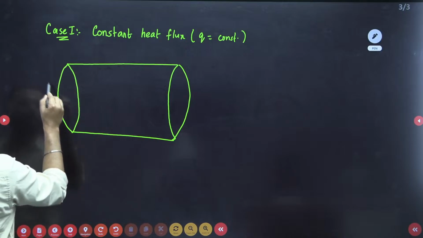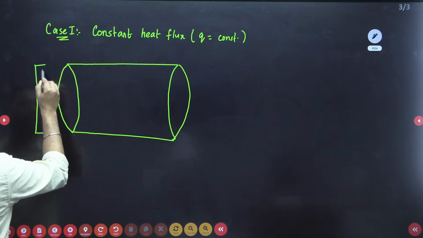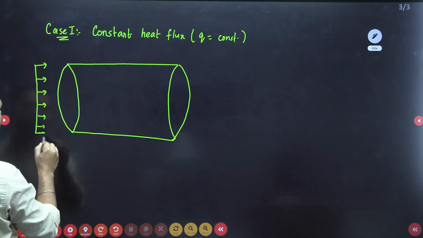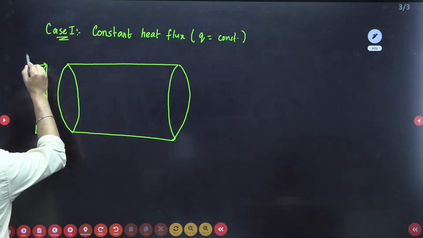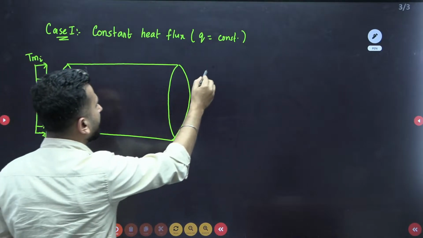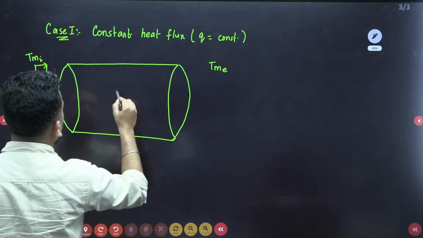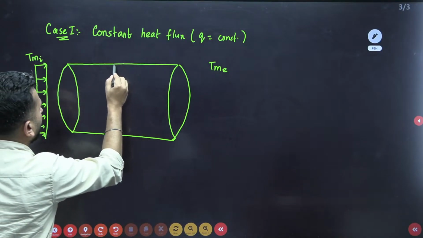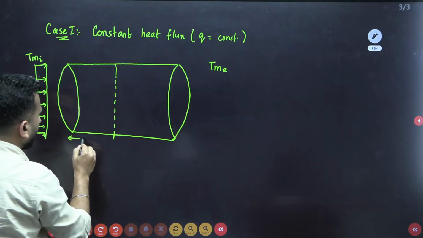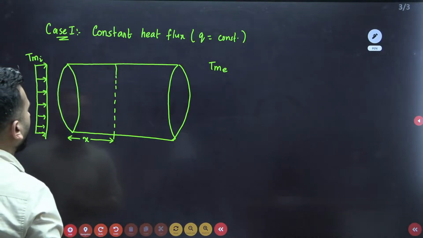So let's say that the mean temperature over here is Tmi, and mean temperature over here is Tm exit, Tme. Now at any x, I want to analyze. At any x, I want to analyze.